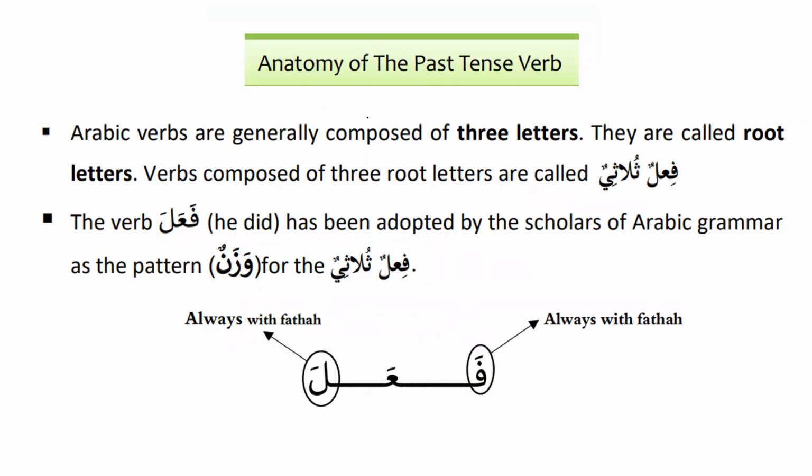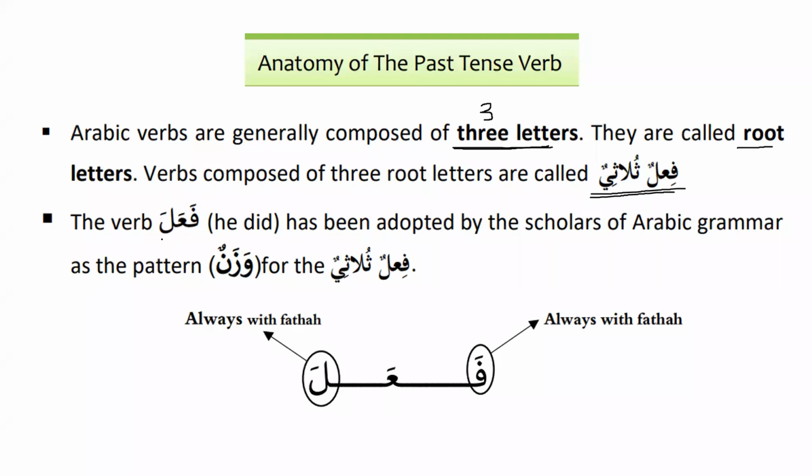Anatomy of the past tense. Arabic verbs are generally composed of 3 letters. That's very, very important. Most of the verbs, we can say like 95% of the verbs of the Arabic language, consist of 3 letters. We call them radicals or root letters. And the verbs that consist of 3 letters, we call them fi'lun thalathiyun, the verbs that have 3 root letters, or we can say the verbs that have 3 radicals.